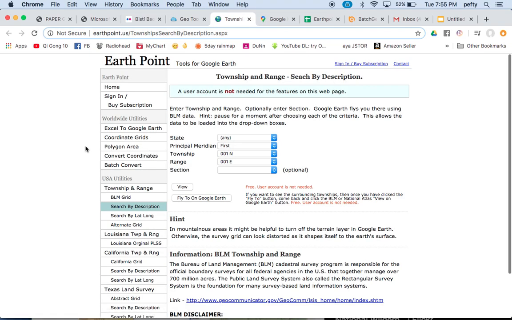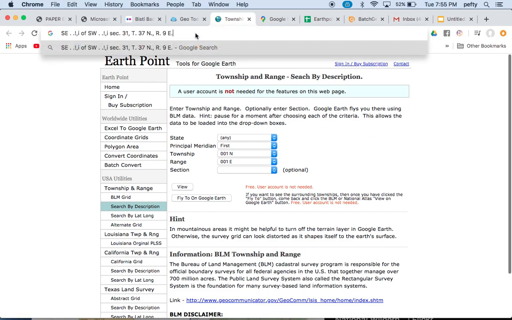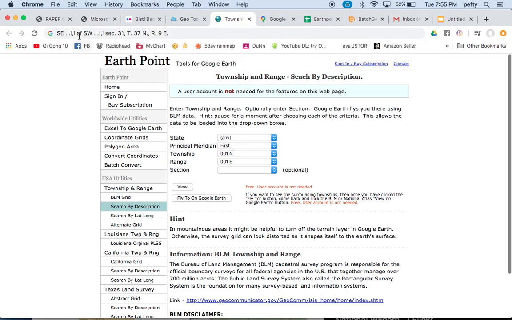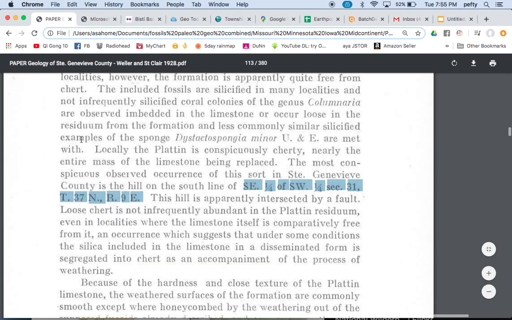So just bringing up this tool, and it's hosted by EarthPoint. I'm just going to write down up here what I was given. That didn't come across. I'll have to go back to get the section, the quarters. But we were told section 31, T37 north, range 9 east, and again, where were we?